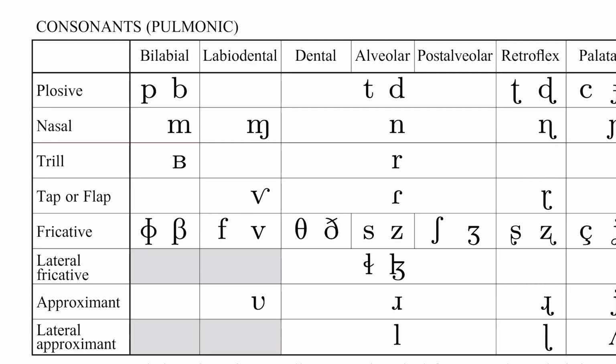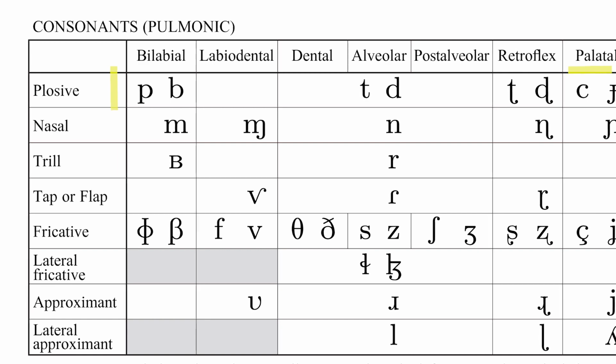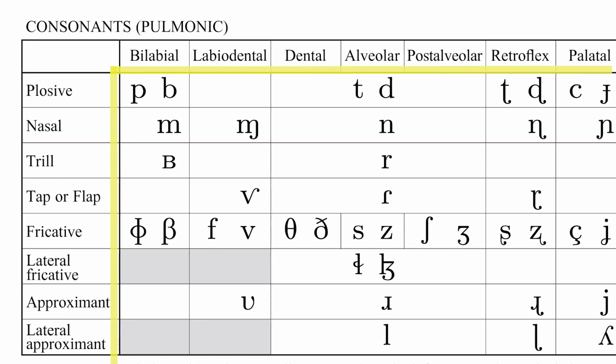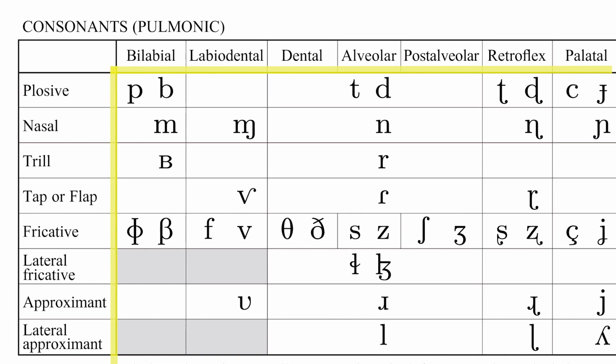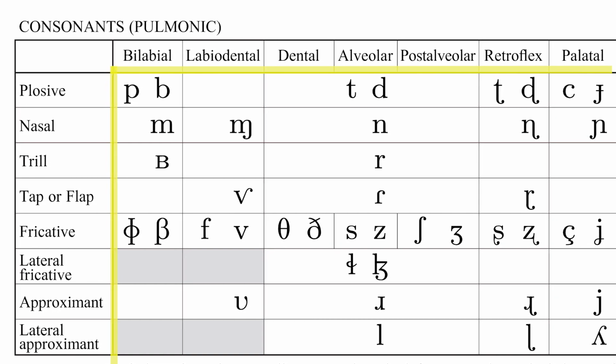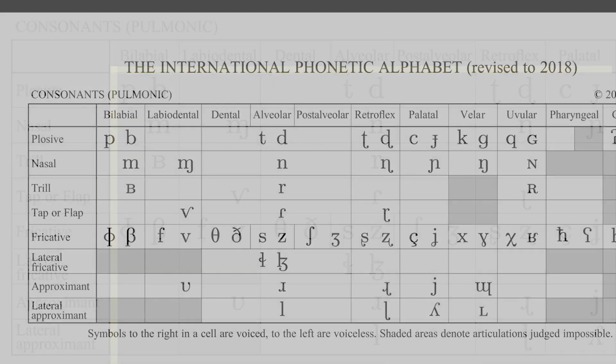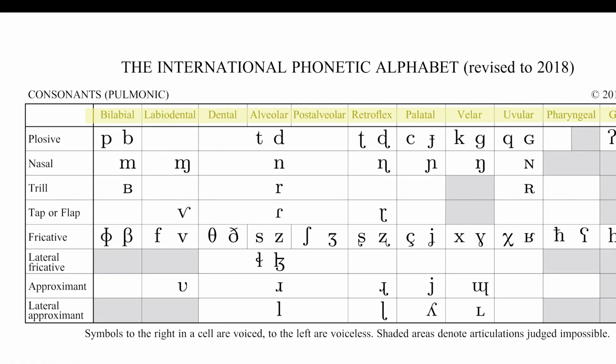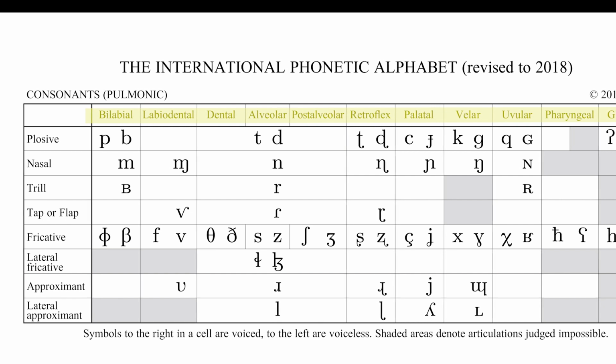Now, let's start with the consonant chart. The consonant chart is simply a table made up of a bunch of columns and rows. The columns are organized by something called the place of articulation, which really just means where in your mouth touching needs to happen in order to make the sound. So as you move from left to right on the consonant chart, the place of articulation within your mouth moves from the front to the back.